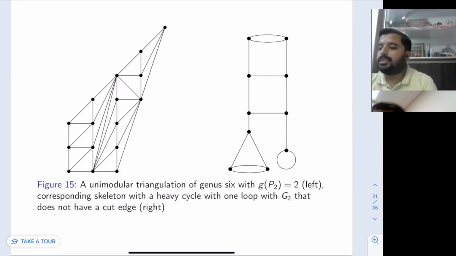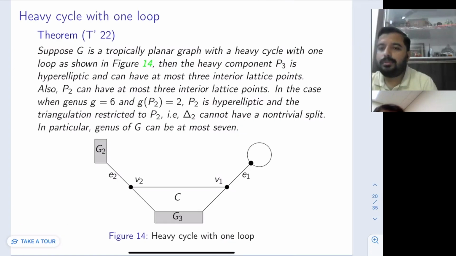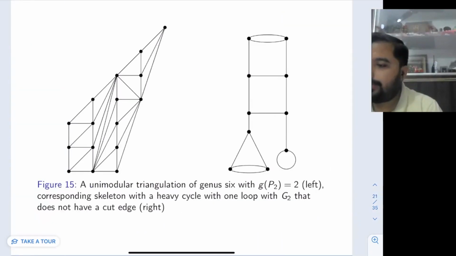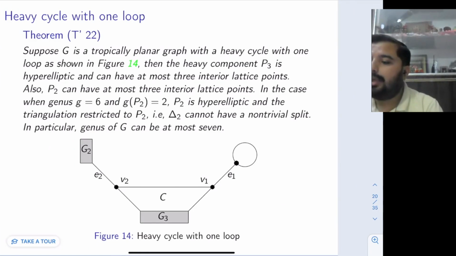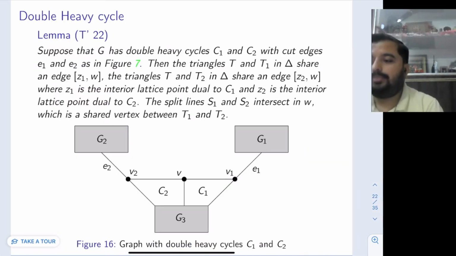Okay. So this is just to give you a picture of how these split edges are actually present in the subdivision and how they correspond to cut edges, and just to give you a glimpse of what this result was talking about. So we already had the heavy cycle with 2 loops, and with certain restrictions we were able to consider the case for genus 6 and were able to rule out some of the graphs.